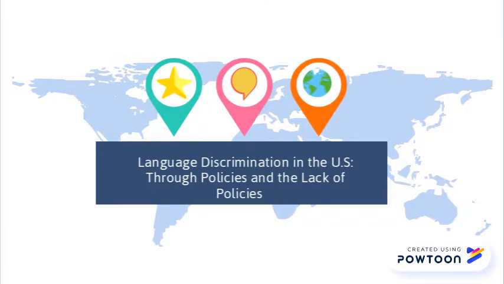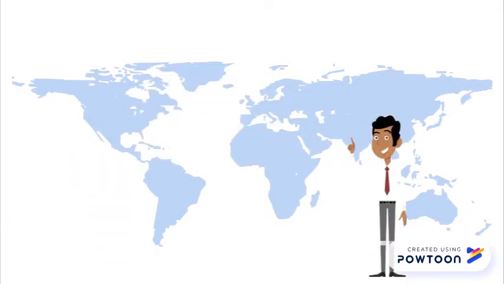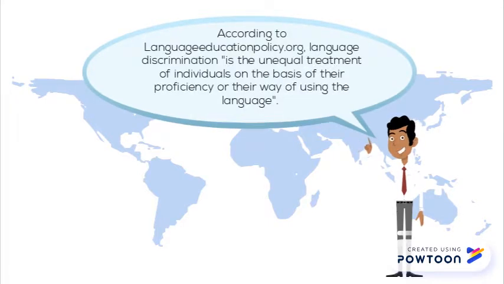Language discrimination in the U.S. through policies and the lack of policy. What is language discrimination? According to languageeducationpolicy.org, language discrimination is the unequal treatment of individuals on the basis of their proficiency or their way of using the language.